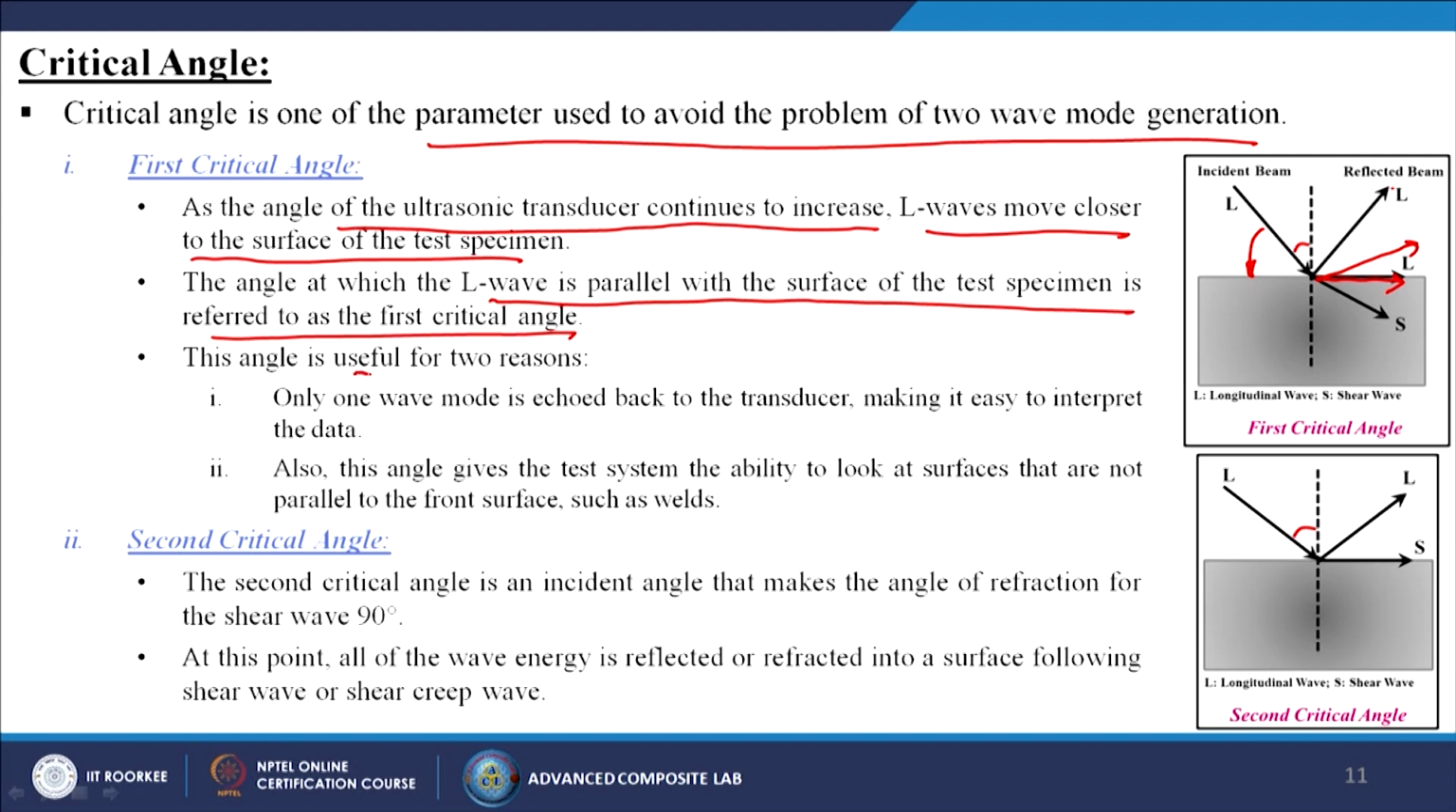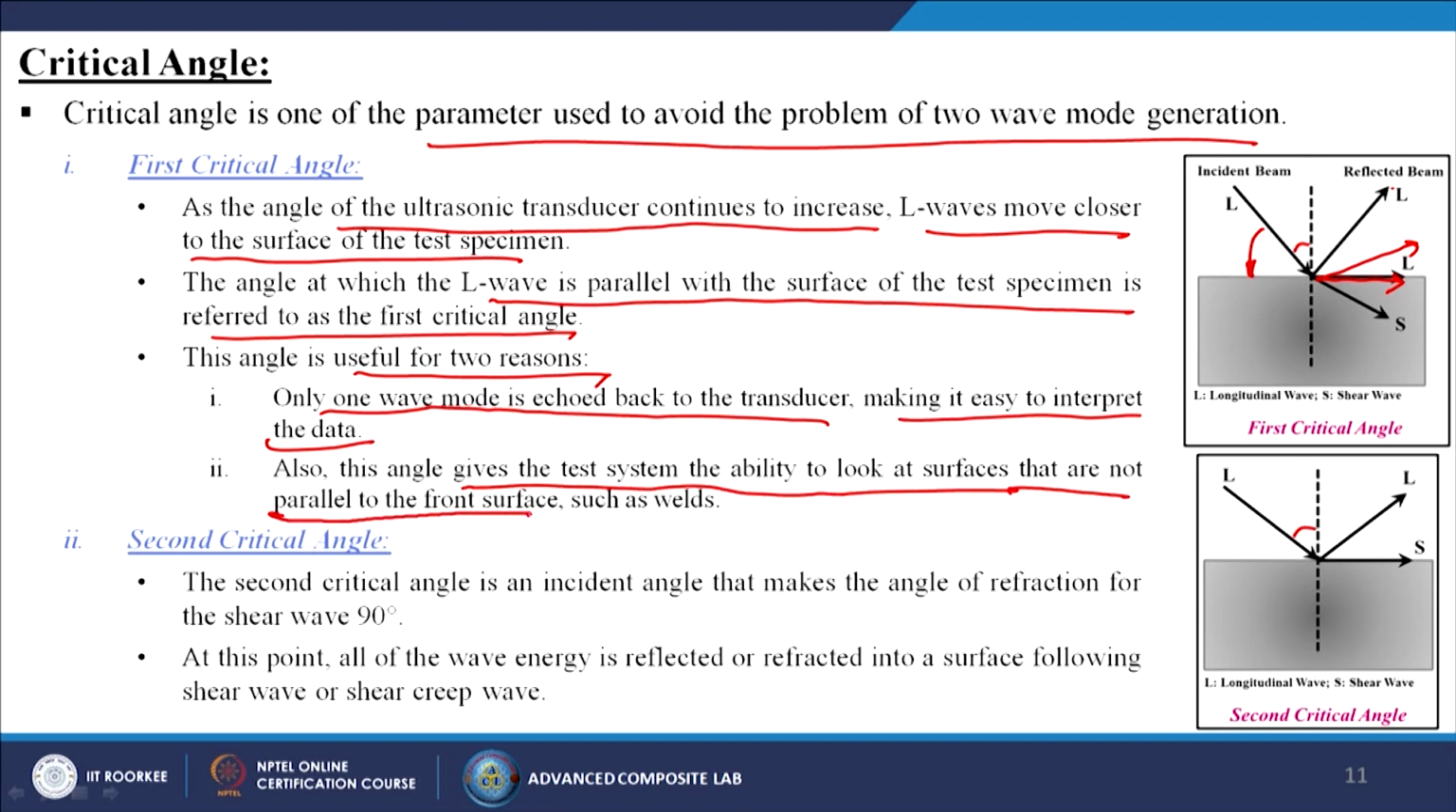This angle is useful for two reasons. Only one wave mode is echoed back to the transducer, making it easy to interpret the data. Also, this angle gives the test system the ability to look at surfaces that are not parallel to the front surface, such as welds.